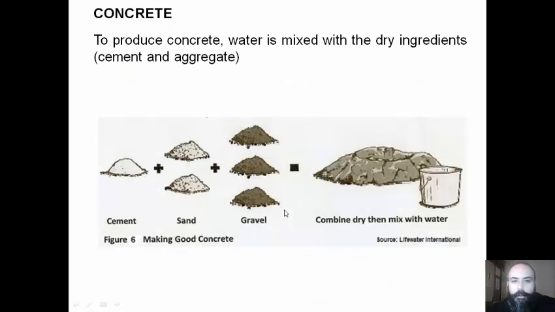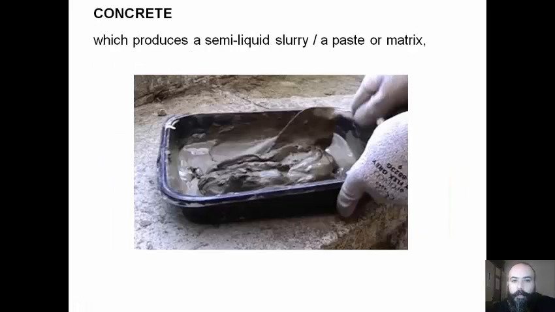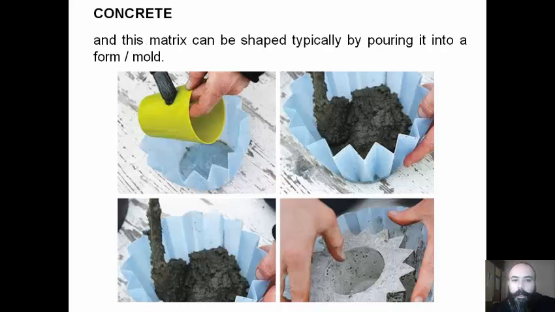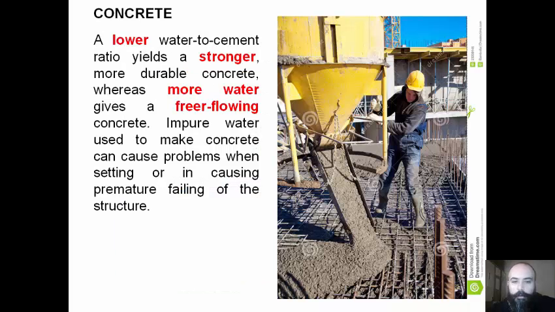To produce concrete, water is mixed with dry ingredients, which produces a semi-liquid slurry, a paste or matrix, which, in addition to filling the voids of the fine aggregate, coats the surface of fine and coarse aggregates and binds them together. And this matrix can be shaped, typically by pouring it into a form or mold.